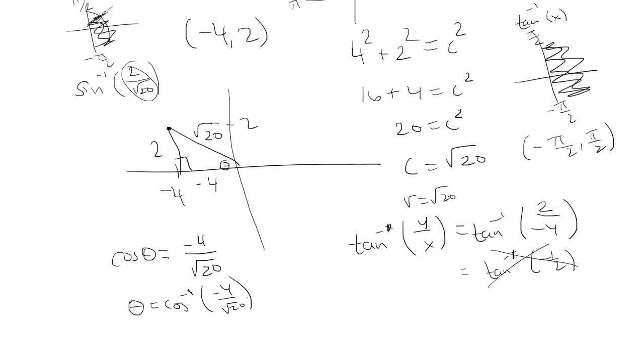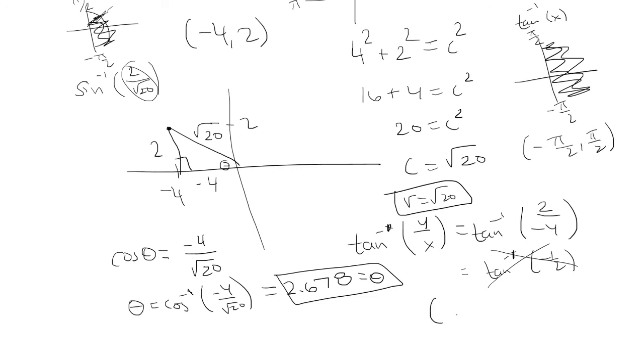And so we get 2.678 as our theta. And this, of course, is in radians. So r is going to be root 20. Theta is going to be 2.678. So writing it in coordinate notation is (root 20, 2.678). And that is our final answer.